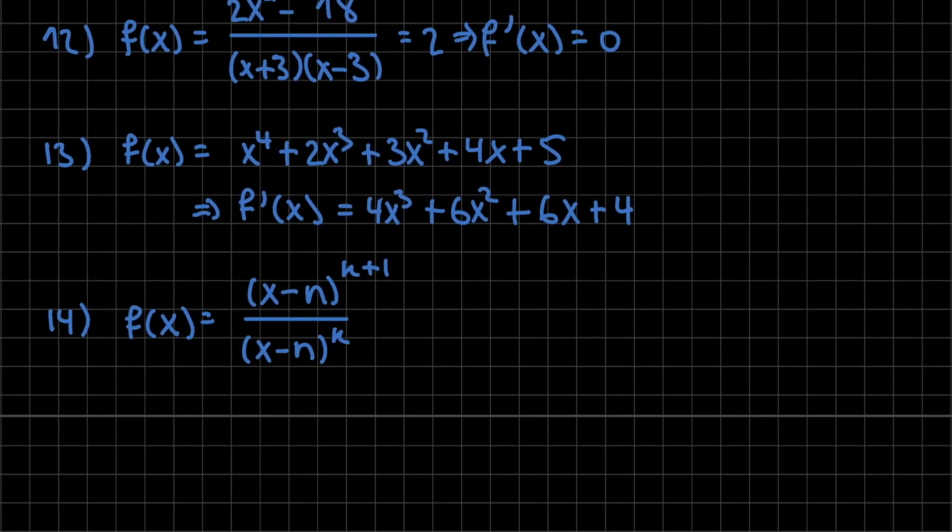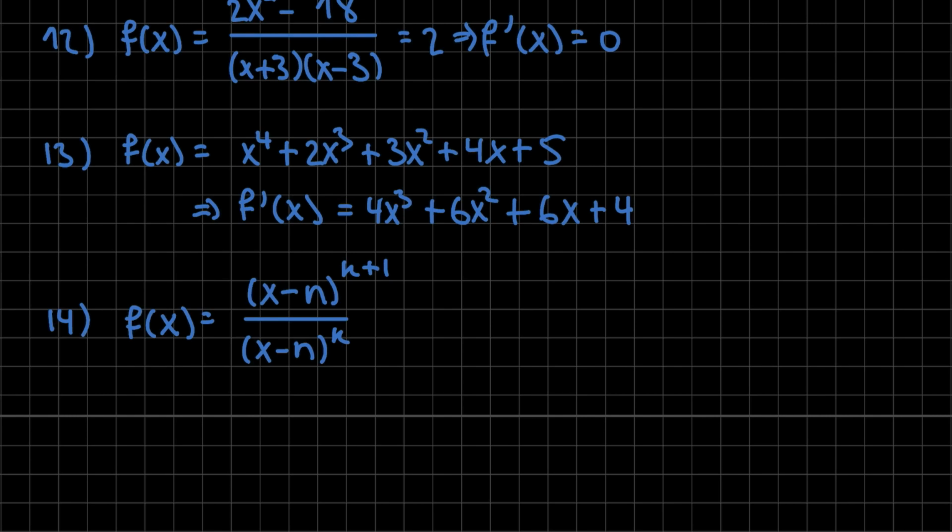And finally, the last example is f of x equals (x minus n) to the power of k plus 1, divided by (x minus n) to the power of k. So a few things to notice here. We first have to identify the independent variable, and that's x, because it's specified that the function is a function of x, not of n or k. And that tells us that n and k are both just different constants.